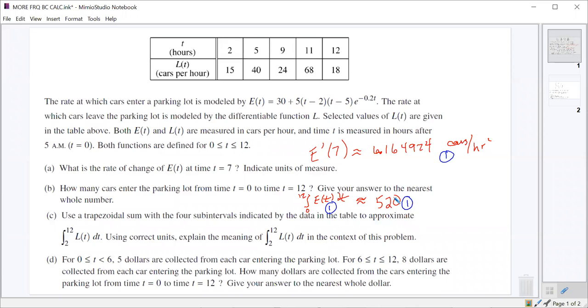Then a trapezoidal sum for 2 to 12, and then they want us to explain what that means, of L of t. So if we're going to go from 2 to 12, that means that we've got to start at t equals 2 and go to t equals 12, trapezoidal sum with unequal subintervals, right? 2 to 5 is 3, 5 to 9 is 4, then 2, then 1 unit. So we just got to break it down into each one.